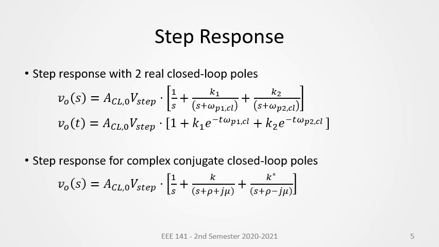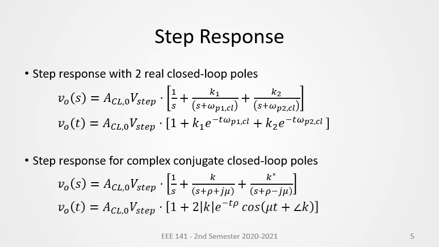On the other hand, if the closed loop poles are complex conjugate at some negative rho plus minus j mu in the S-plane, then the partial fraction expansion will be of the form shown. The inverse Laplace transform of the expression, or the time domain step response, is then composed of a non-zero final value from the 1 over s term and an exponentially decaying sinusoidal term.